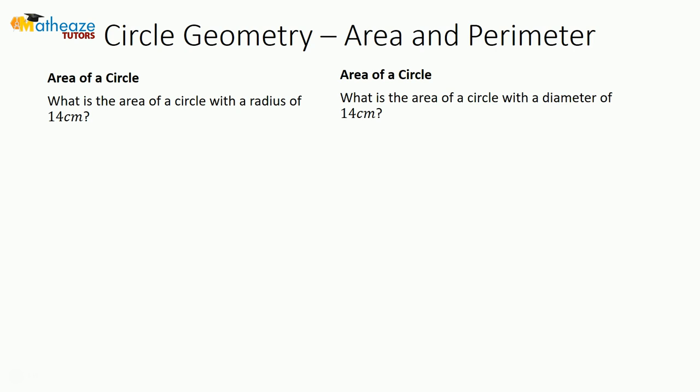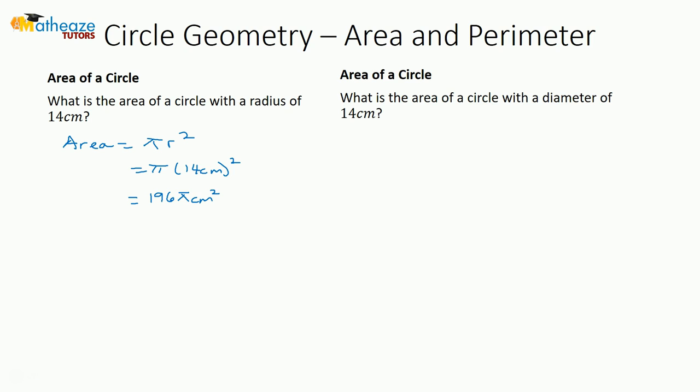What is the area of a circle with a radius of 14 centimeters? So the area is pi r squared, which is pi times 14 centimeters squared, which is going to give us 196 pi centimeters squared.